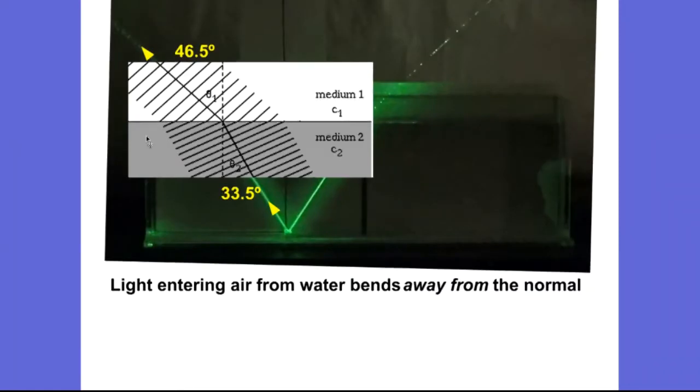As it leaves the water, the reverse happens. It bends away from the normal. And we say here, light entering air from the water bends away from the normal, and we can use the reverse reasoning to figure out why that happens. As these wave fronts are coming up, this part of the wave over here leaves the water first and goes faster now in the air and tends to get ahead of the rest of the wave. And then by the time the other part of the wave leaves the water, it's going in a new direction.